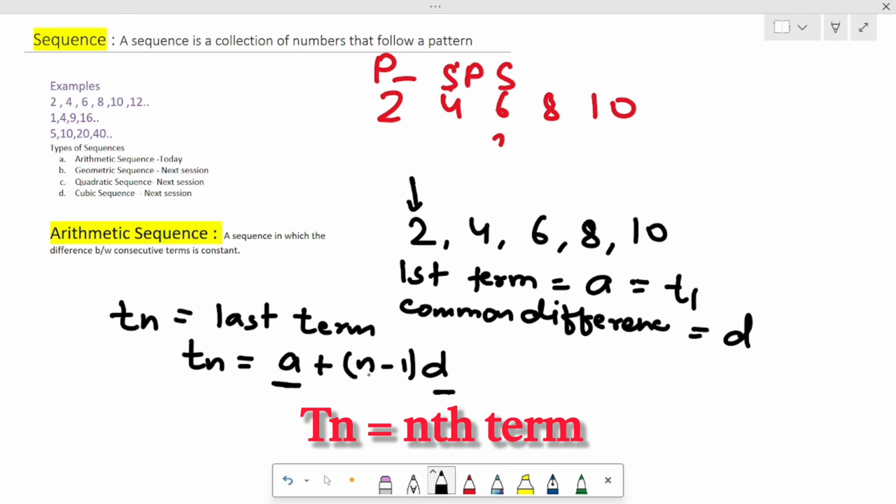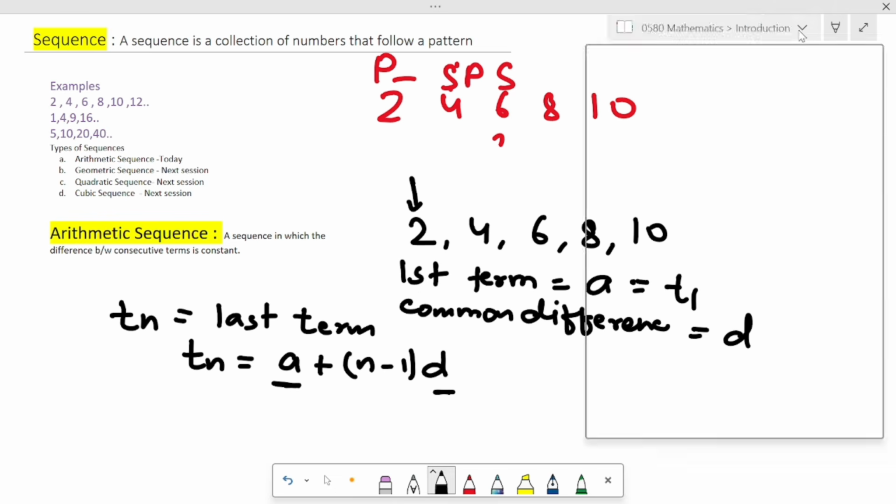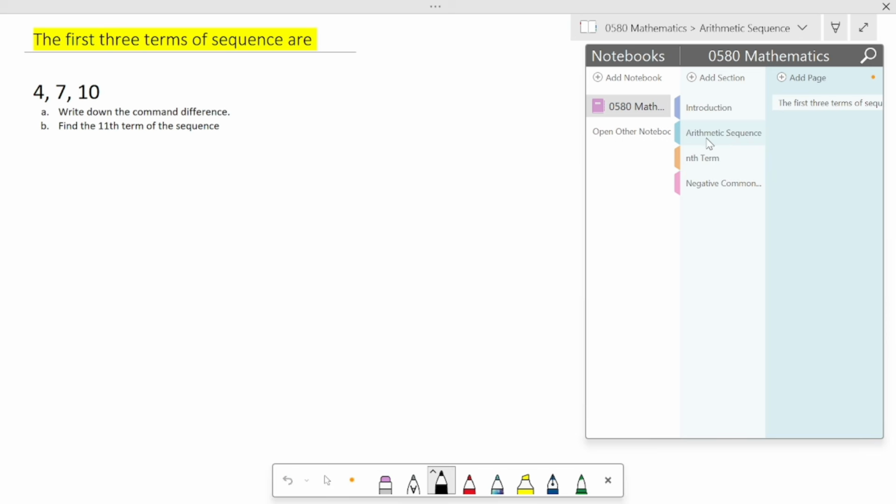And n is the number, suppose they ask for the 10th term or 50th term or 11th term, so you have to substitute the value of n. If they do not give a number and ask for the last term or the nth term, then you can write a plus (n minus 1) d. You have to substitute the values to get the nth term. We'll follow some questions and see how they look, so I'm going to move on to the question section.